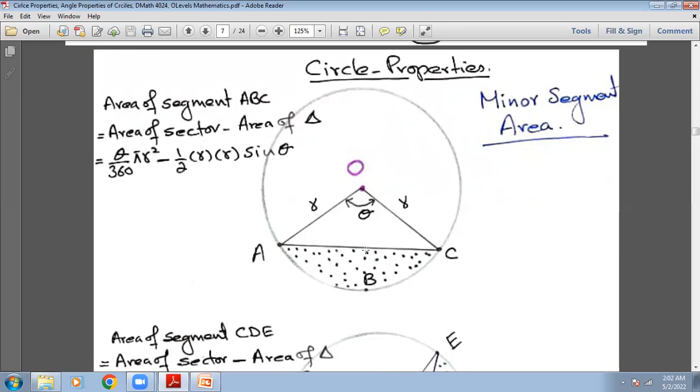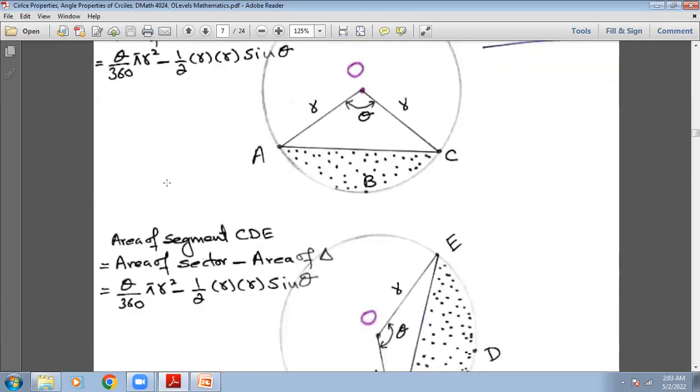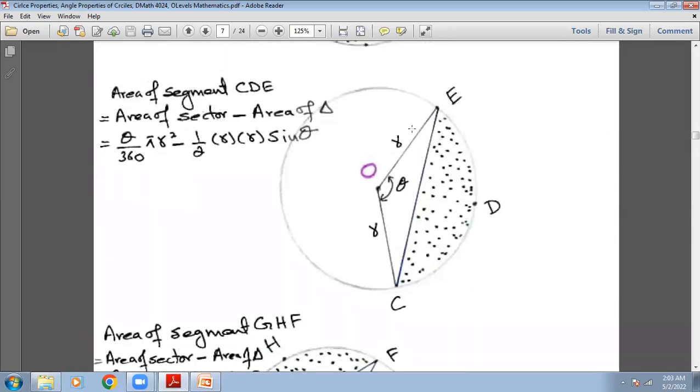For example, if you want to find out the area of this minor segment, the procedure is very simple. First of all, you find the area of this minor sector, and then from this area of the sector, subtract the area of this triangle. So you will get the area of this minor segment. So area of the sector minus the area of the triangle. So it will be theta by 360 pi r square minus 1 by 2 into r square into sine of theta. Hopefully you understand.